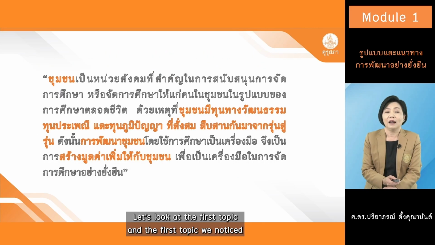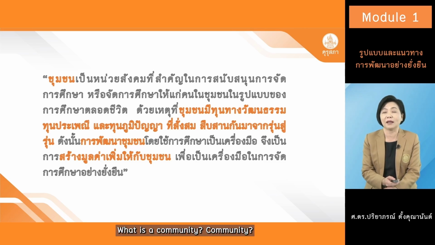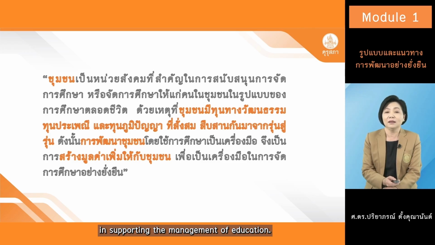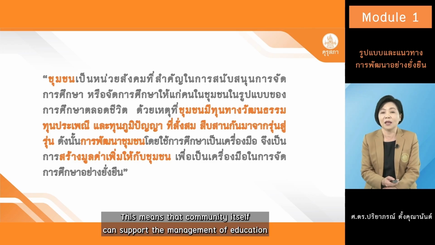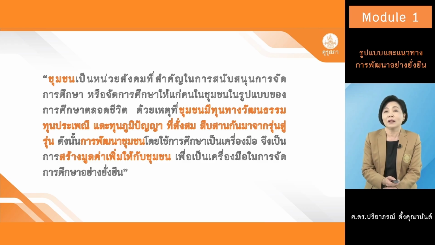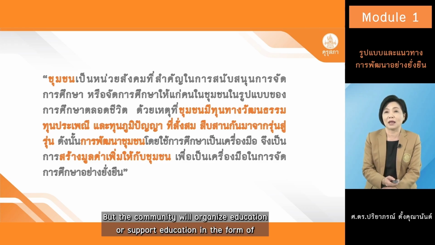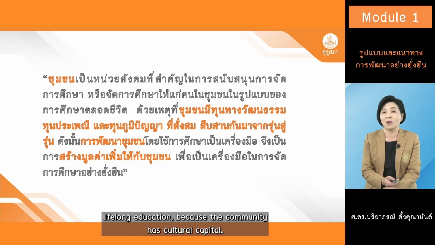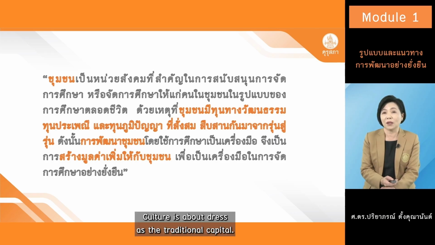In the first topic, we notice that the word community that we mentioned is quite large. What is a community? Community is an important social unit in supporting the management of education. This means that community itself can support the management of education, or even the community can organize education itself. But the community will organize or support education in the form of lifelong education because the community has cultural capital. Culture is about dress as the traditional capital.